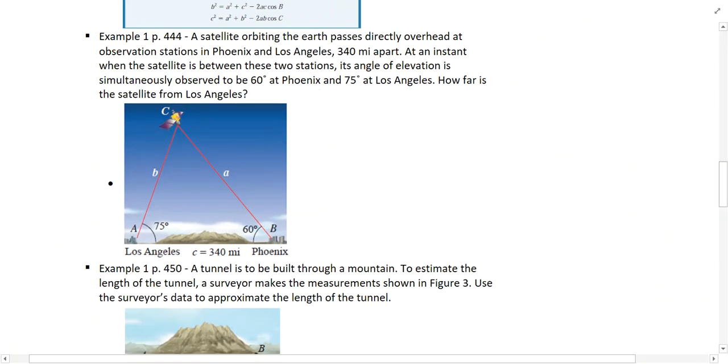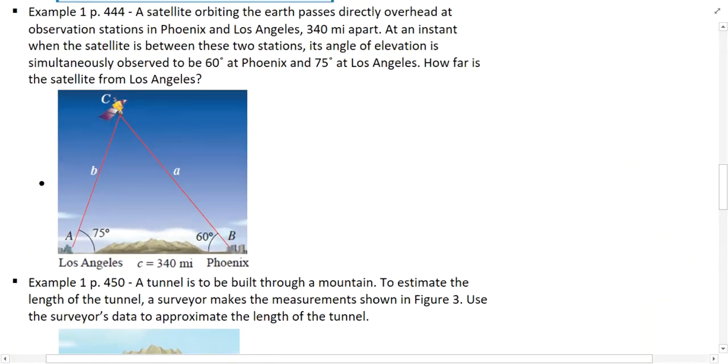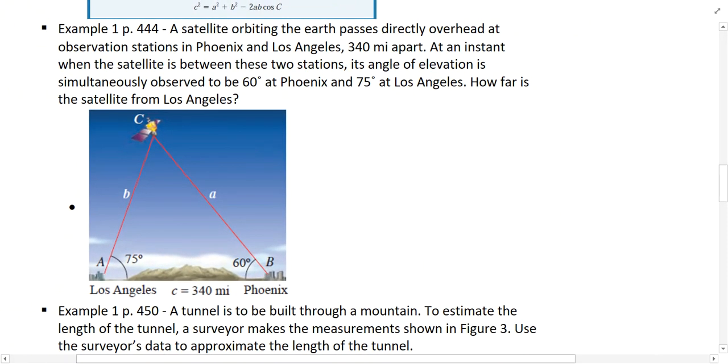So let's finish out this video with two examples. In example number 1, we have a satellite that's orbiting Earth, and it passes directly overhead observation stations in Phoenix and Los Angeles. Now, the distance between Phoenix and Los Angeles is 340 miles. At this particular instant, when the satellite is between these two stations, its angle of elevation is observed to be 60 degrees above Phoenix and 75 degrees above Los Angeles.